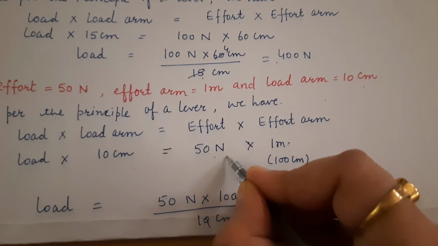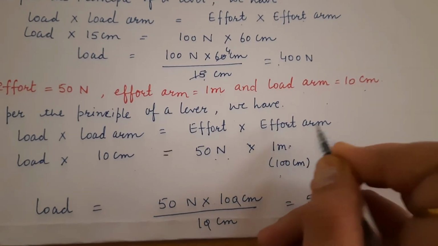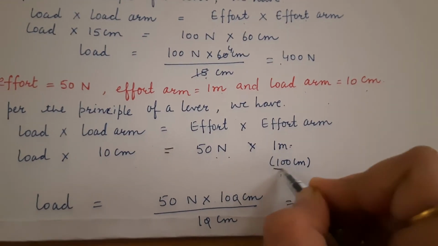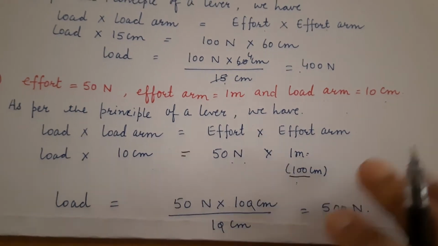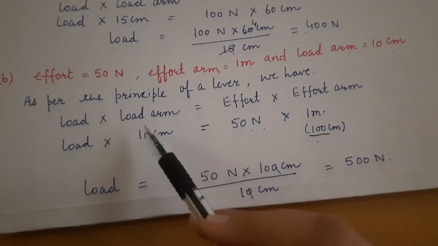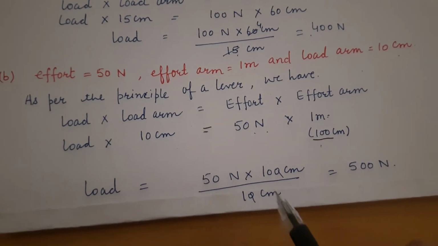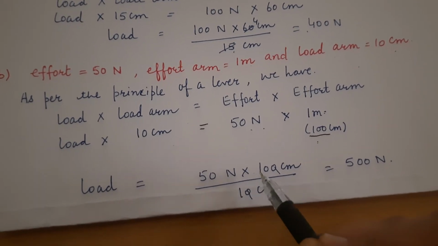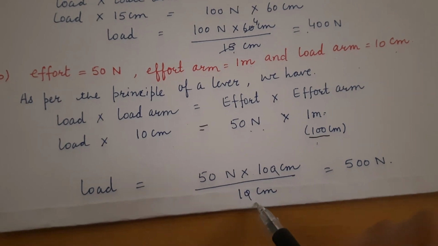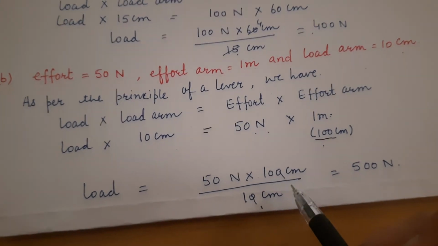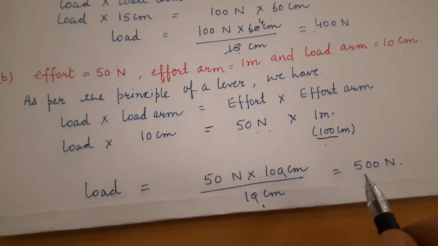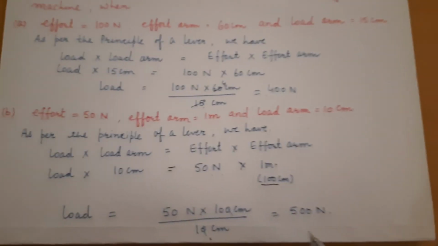So we will put load into the value of load arm, 10 centimeter, is equal to 50 Newton, the effort, into effort arm length, 1 meter, which we can take as 100 centimeter. Now we will take this value of load arm to the other side and divide it. So 50 Newton into 100 centimeter divided by 10 centimeter. 0 with 0 we will cut, and we are left with 500 Newton. That will be your answer.